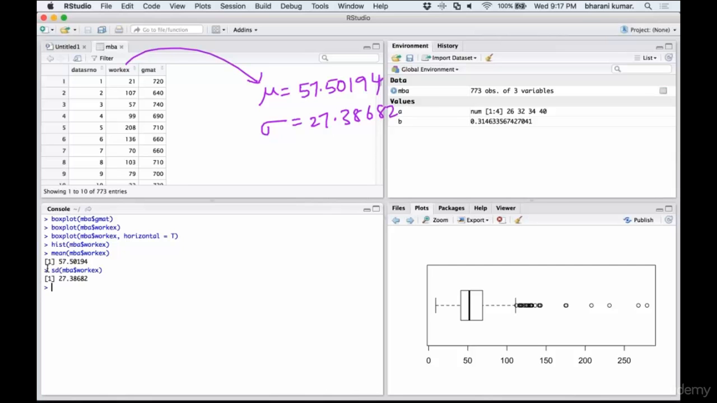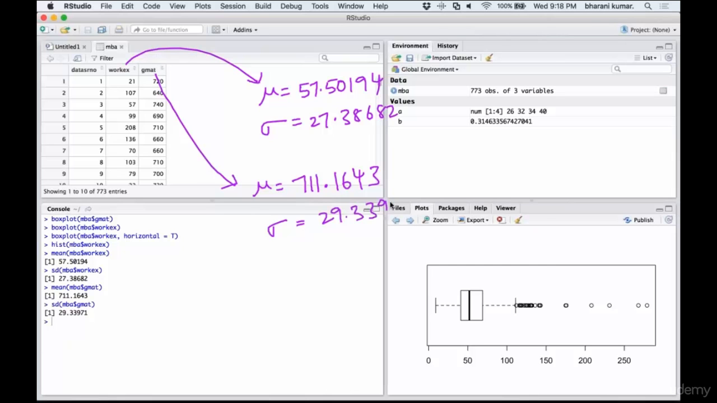Now let me do that for GMAT. So if I calculate the average of GMAT, which is MBA dollar GMAT, you get so much. And if you do a standard deviation for the same, you get this. So for this GMAT random variable, average is 211.1643 and sigma equal to 29.33971. So for each and every random variable, you will have a different average, different mu, and different standard deviation sigma.